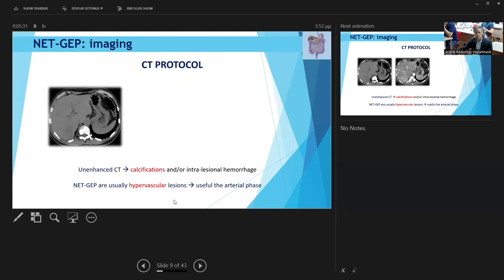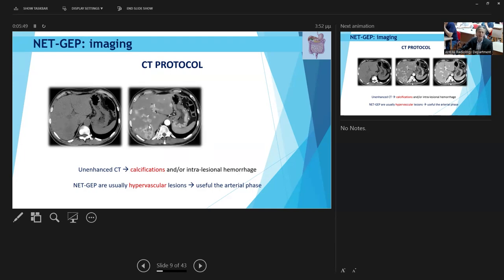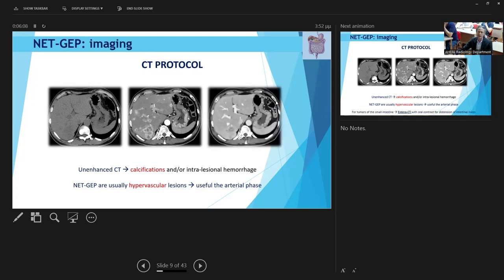And again, how should we perform the correct examination? First, the unenhanced CT scan is really mandatory because most of the neuroendocrine tumors are characterized by the presence of calcification and hemorrhage. Second, the most important contrastographic phase is the arterial phase, because in the arterial phase, the lesions are characterized by hypervascular enhancement due to their neuroendocrine phenotypic alteration. And finally, we should evaluate also the portal venous phase in order to highlight any possible metastasis and the relationship with the different veins.